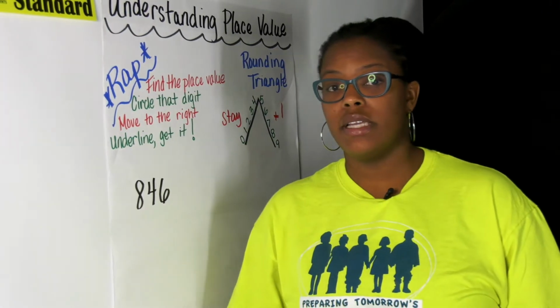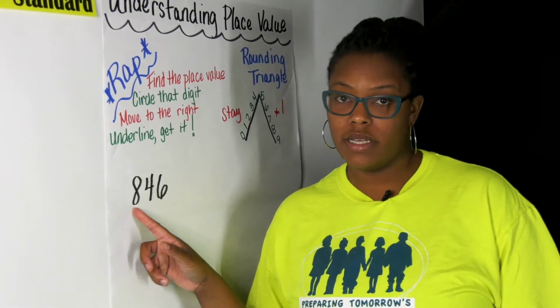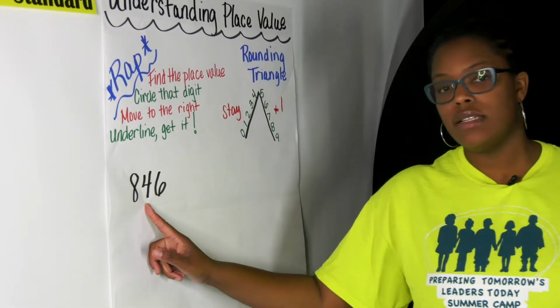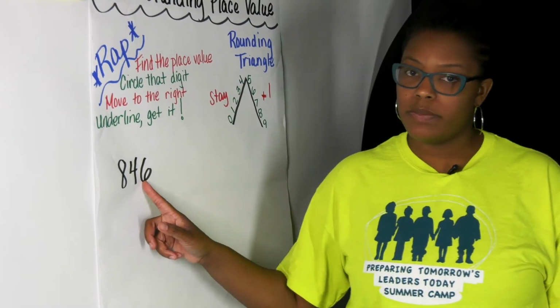First, you need to understand your place values. 8 is in the hundredths place. 4 is in the tens place. And 6 is in the ones place.